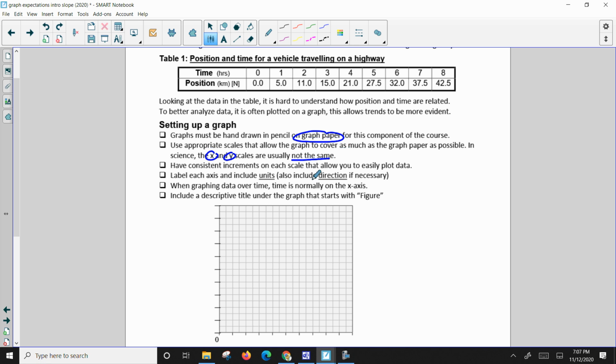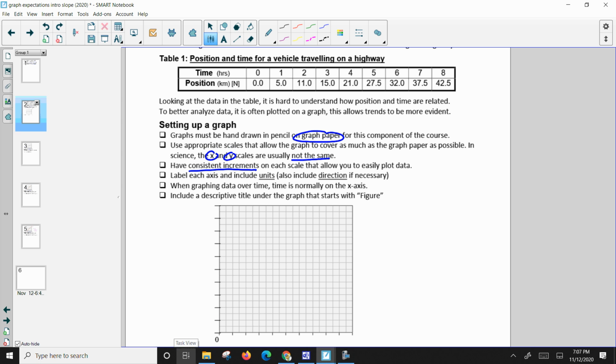You want to make sure that you've got consistent increments. Make sure that you're going up the same amount. These increments allow you to easily plot the data, and you want the increments to allow you to have a very, very large graph on your graph paper. So let's look at the data here.